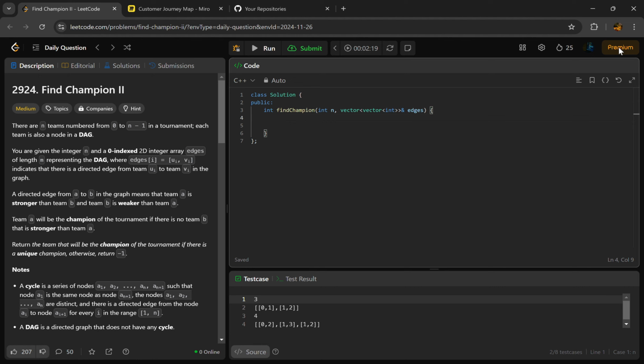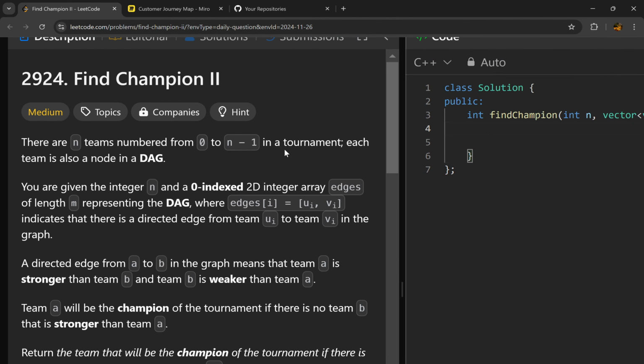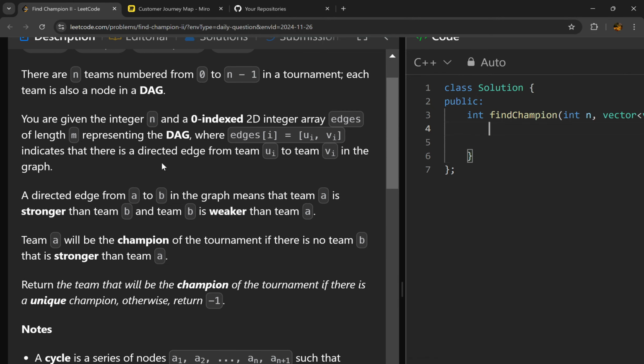Hello everybody. Today we will be doing our Leetcode problem 2924, which is Find Champion 2. Here in the question it is given that there are n teams numbered from 0 to n minus 1, right? Also, each team is a node in a DAG, which is a directed acyclic graph. We will see in the notes also, but here I am just reading the question to let you know the basics which is given in this question.